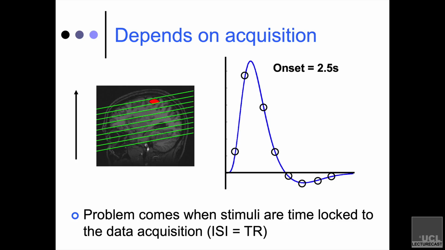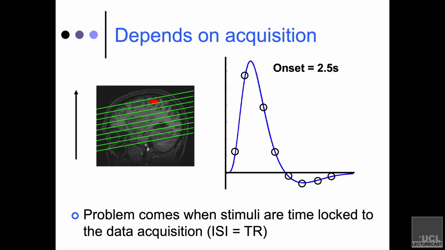Now, that depends on whether you're doing a descending or ascending acquisition. In this particular case, if you're at the top and you're doing an ascending acquisition, it's the same scenario. You start here, but the activation that you're interested in is at the top. By the time you get to the top, you've missed the peak activity, and therefore you get smaller effect sizes.